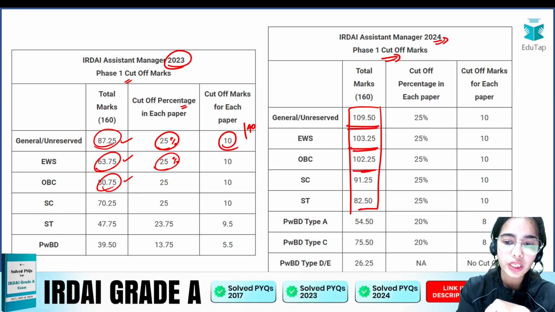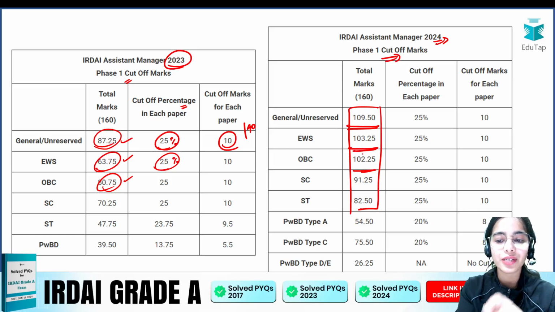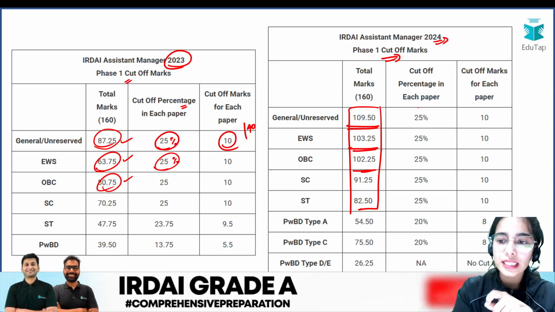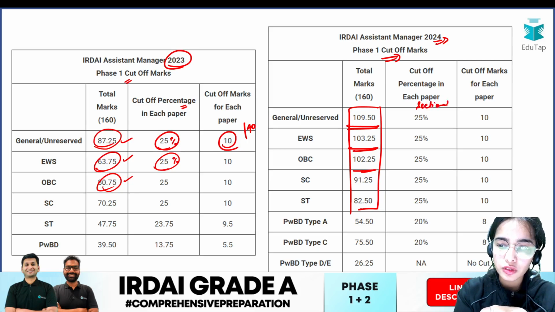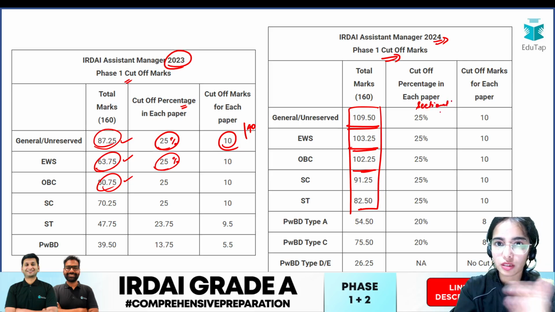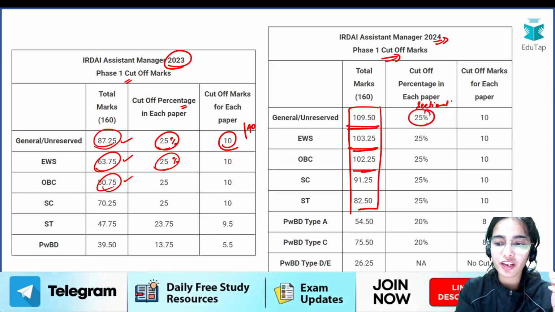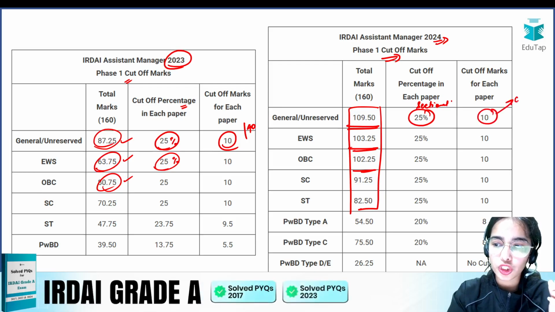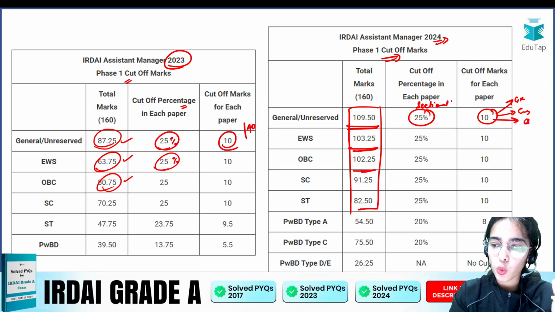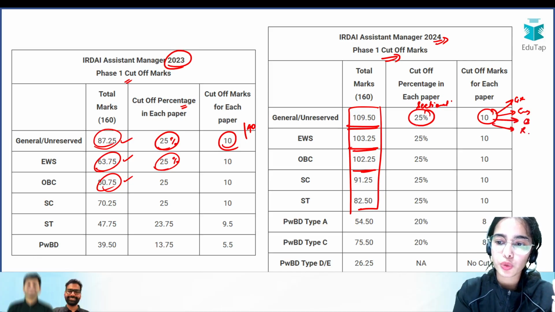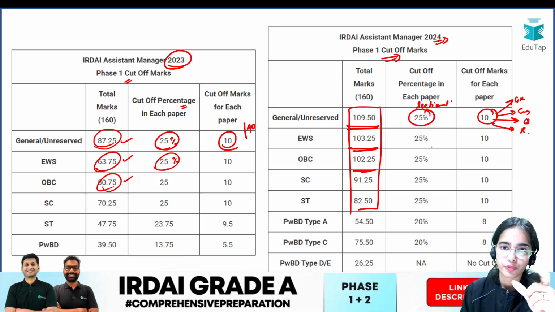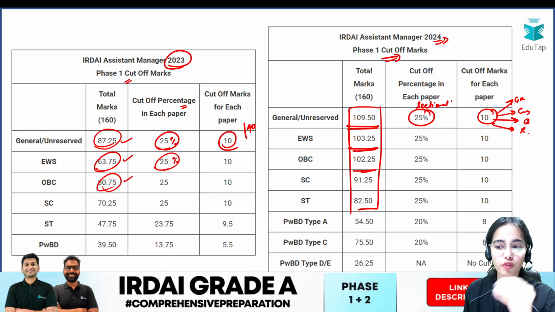Okay, for general, the overall cutoff was 109.50. The sectional cutoff was as per the previous trend, that was 25% for all sections. So that was 10 marks for GA, 10 marks for English, 10 marks for quant, and 10 marks for reasoning. Because 25% was the sectional cutoff. So 25% of 40 is 10.